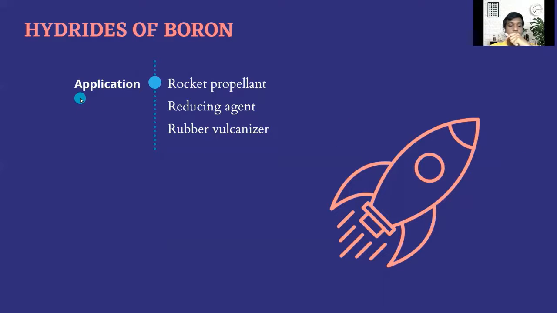Commonly, boranes can be used in various fields, and here are three examples of applications of diboranes or other boranes. The first one is rocket propellant, also known as fuel, the second one is as a reducing agent, and the third one is rubber vulcanizer.